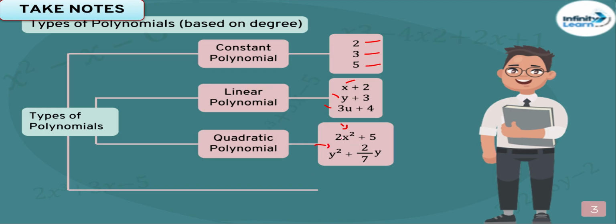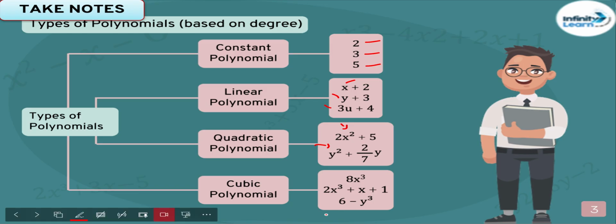The highest power of variable. Cubic. When the highest power of variable is 3, that is known as cubic polynomial. So these are the types of polynomials based on degree.